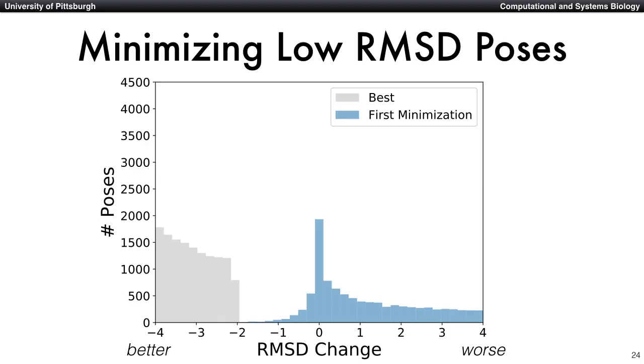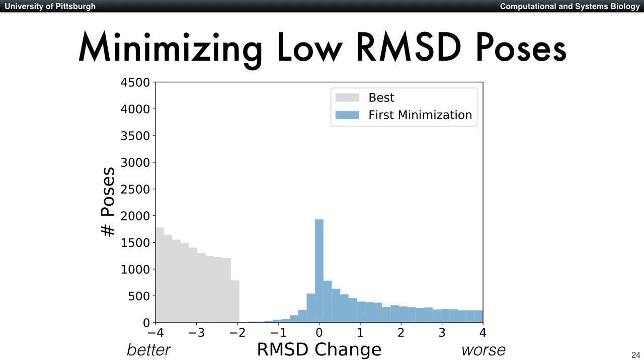When we took a set of low RMSD poses, from 2 to 4, the gray here is the distribution you get if you minimize them to the perfect crystal structure. Most of them got worse using our first model. So we're generating new poses, but they're bad, even though the model likes them more. But these are the most informative examples, because they're cases where the model likes something that's wrong.